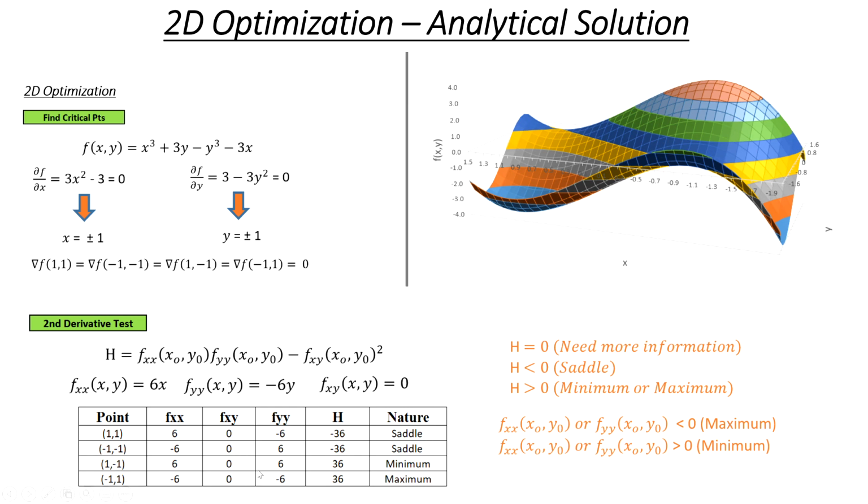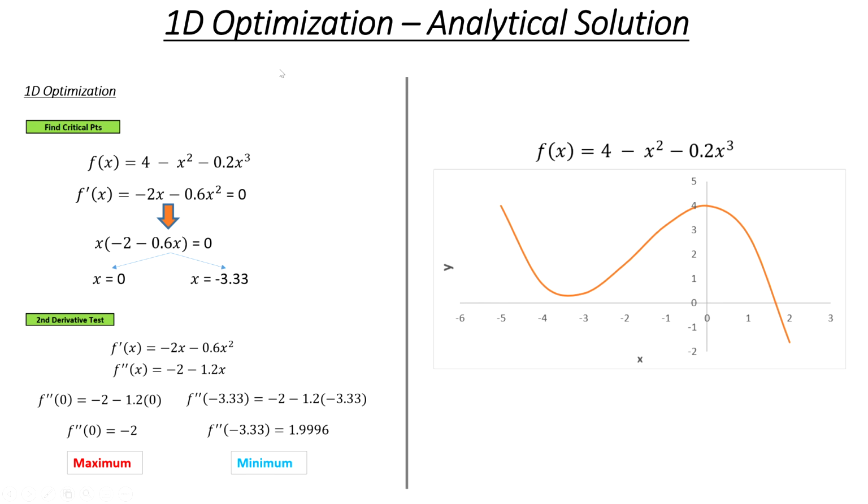So this is the second derivative test for dealing with a 2D function, and you can see it's slightly more involved than the 1D. So let's recap what we've learned in this lesson. We have gone through 1D optimization.